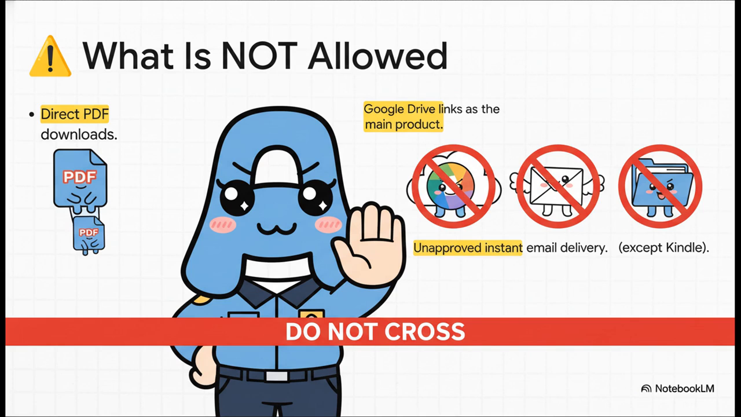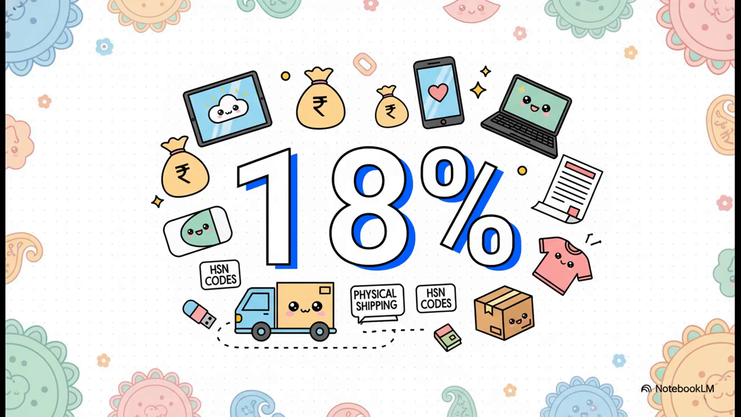Absolutely no direct PDF downloads, no listing a Google Drive link as your product, no unapproved instant email delivery, and no purely digital items at all unless it's a Kindle ebook. Seriously, breaking these rules is the fastest way to get your account suspended. Don't do it. And a quick but important note on taxes.